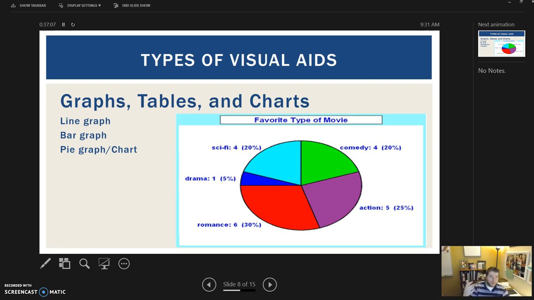So use graphs, tables, and charts to make your information interesting. It works so well, okay?